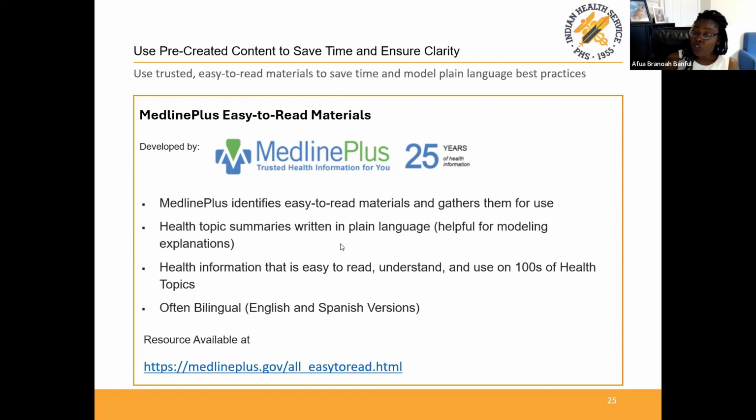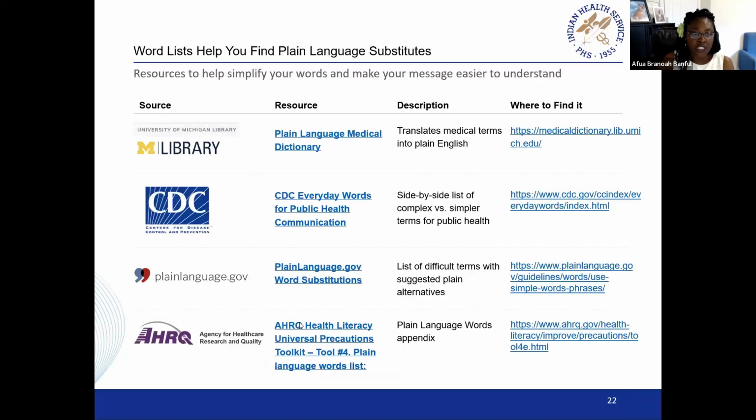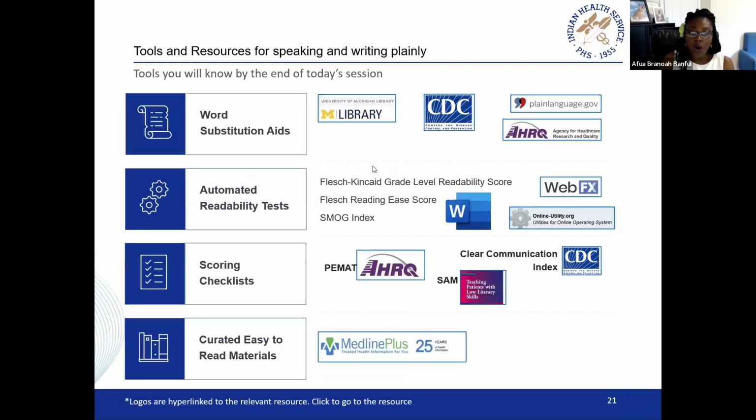So you can even use it as a model for your own material if you are not going to use it as is, right? One of the great things is that they have English and Spanish versions. They do not have any native languages yet, but you can find the topic and then click and see how it's been spoken about, how it's been written about. So these are, going back to the summary, just a preview of each of these resources.